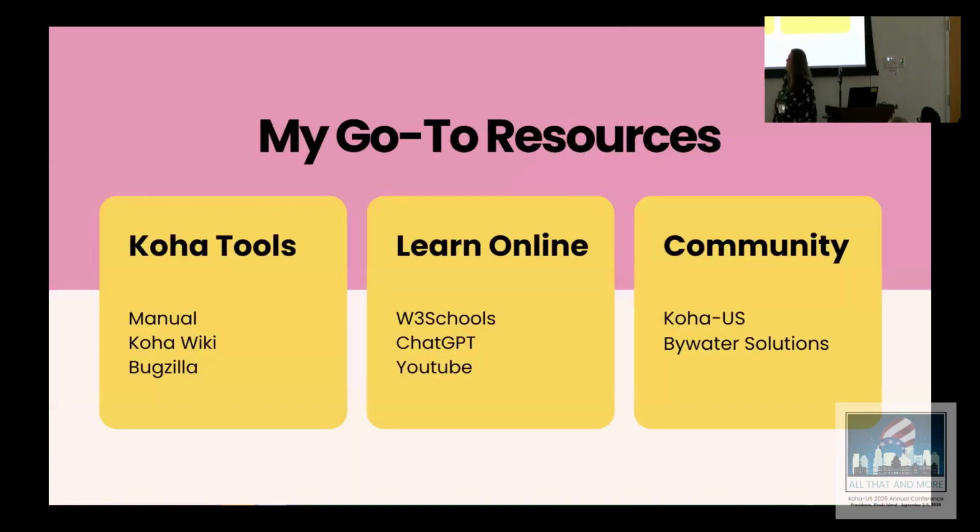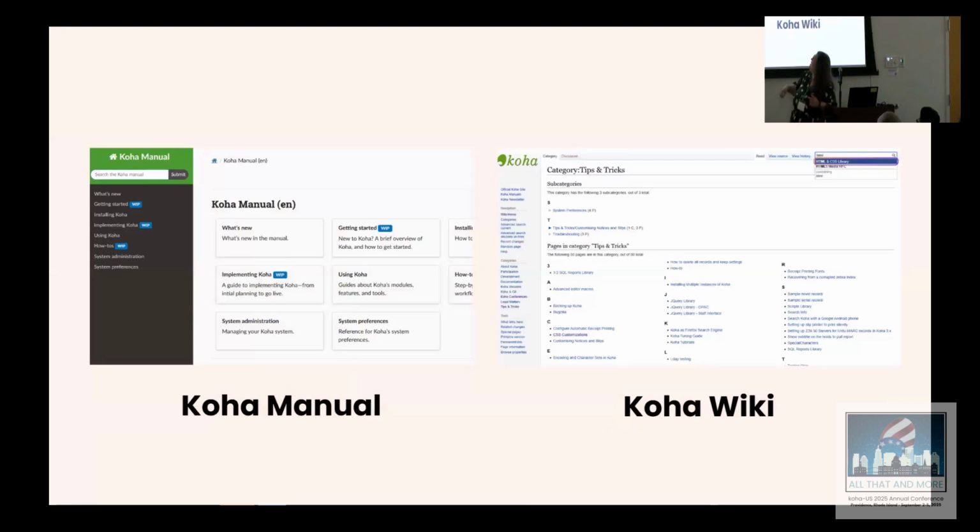You can start maybe with the Koha tools that are at hand. The manual is pretty easily accessible. All you have to do is click on the little help in your Koha staff, and then you get right to the manual, and you can start searching there. If you click on a specific page that you're looking at, it usually takes you to the general area of that part of the manual.